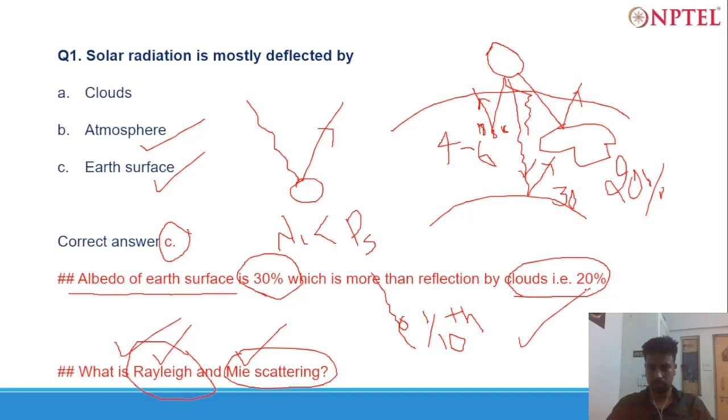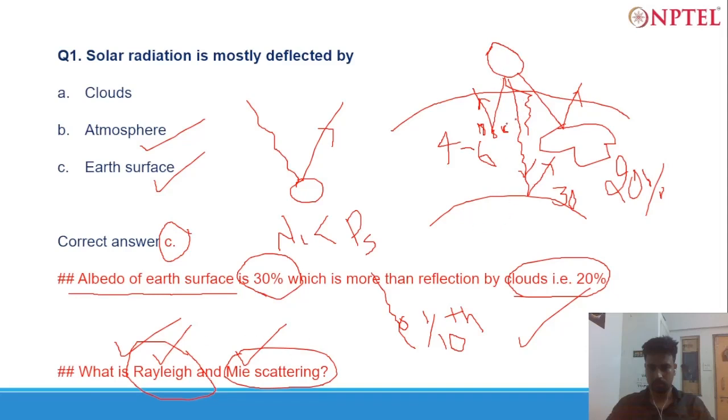Okay. So everyone clear? No questions? Okay, you want to know about the values of Rayleigh and Mie scattering. So if we see here, how much is the Rayleigh scattering or how much is the Mie scattering?